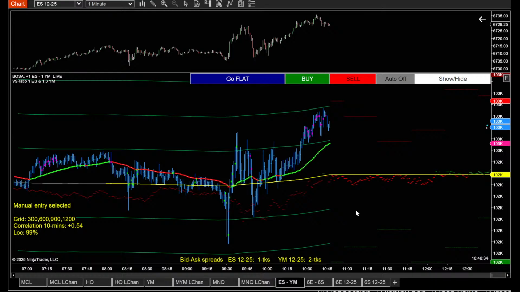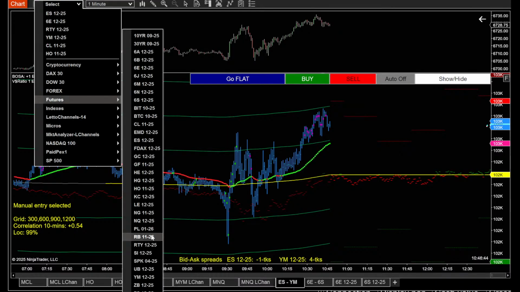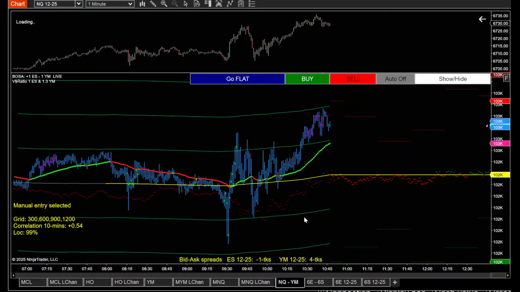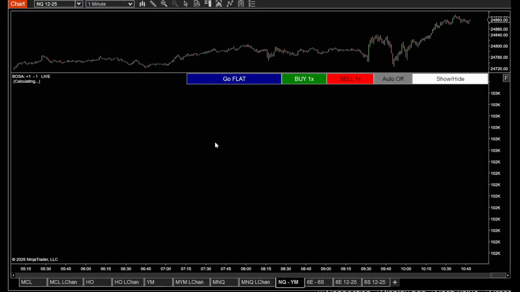This is a little beefy spread. Let's flip the script a little and have a peek at the NQ versus the YM. Where does this one land? Let's see the NQ against the YM. Now this is something to think about.